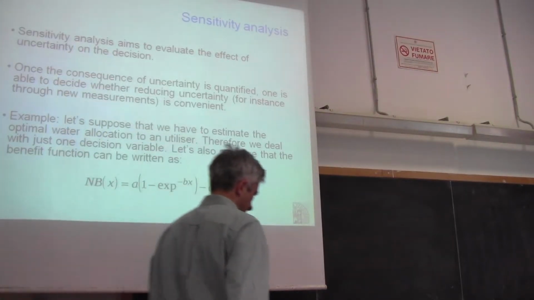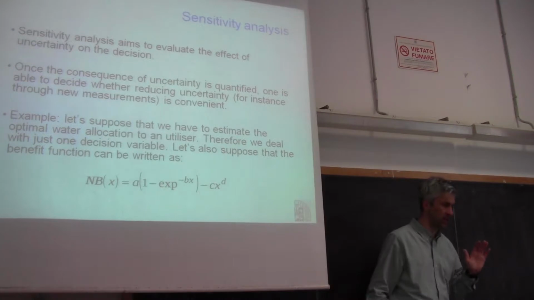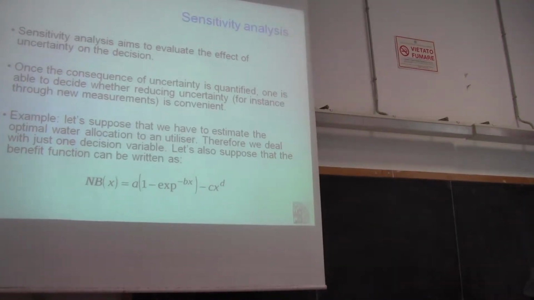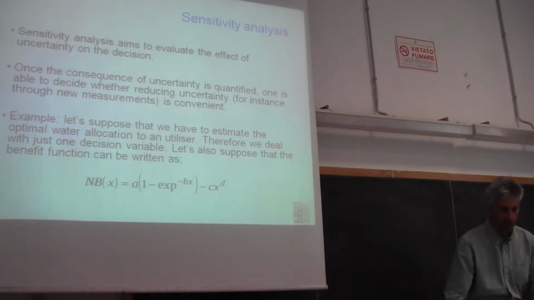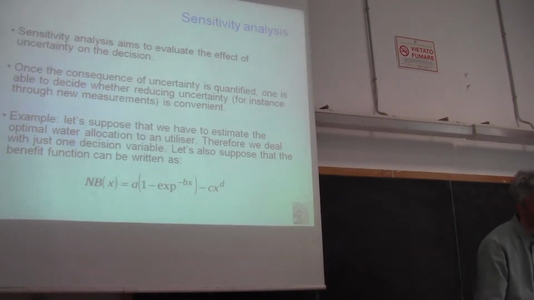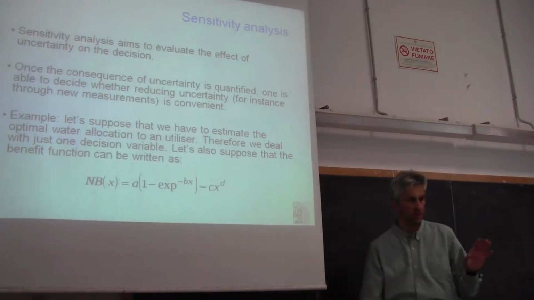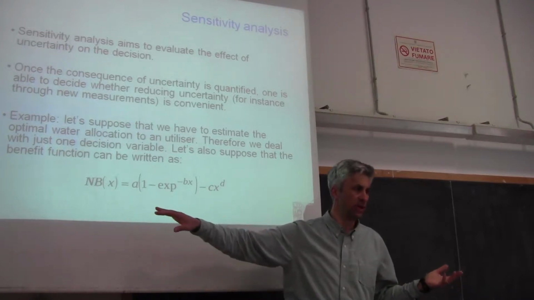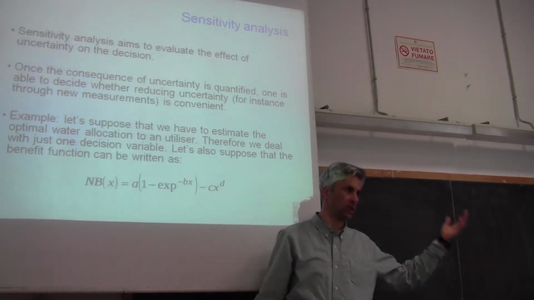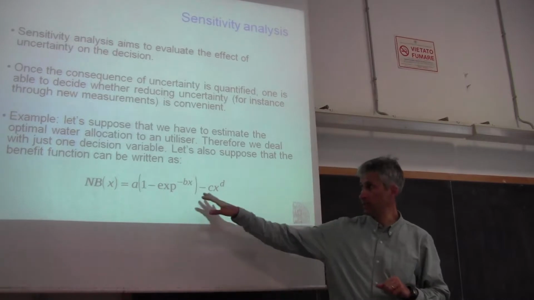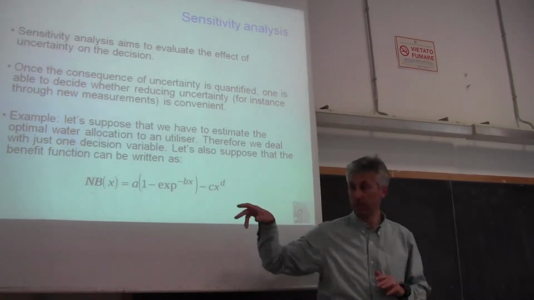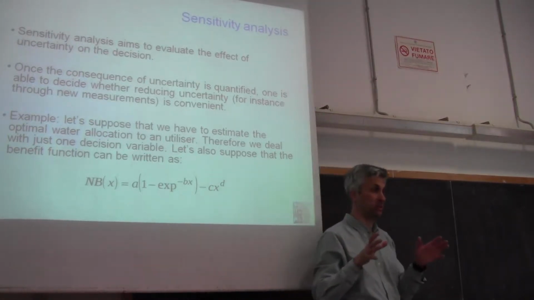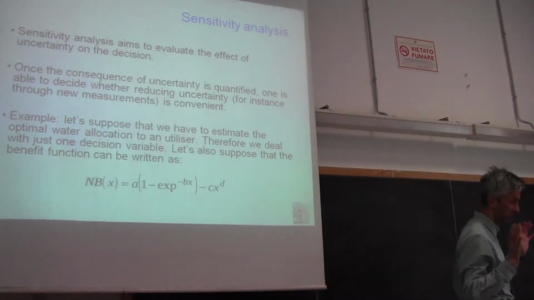So we are moving forward with the sensitivity analysis, and it's important that I remind all of you that the context is taking a decision in the presence of uncertainty. It means that when we use, for instance, a benefit function, as I clarified in my introduction last week, the parameters of the benefit function, in this case A, B, C, and D, are not defined with certainty, but there is uncertainty in their definition.